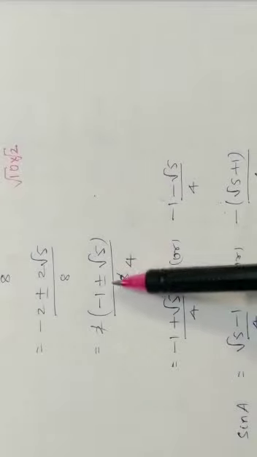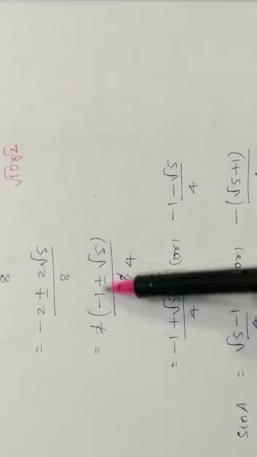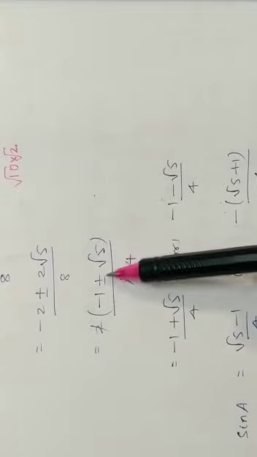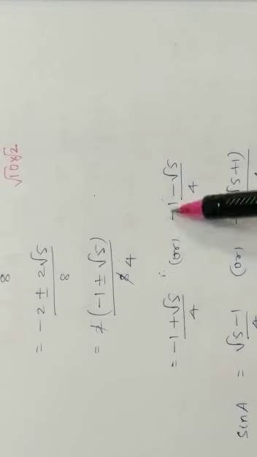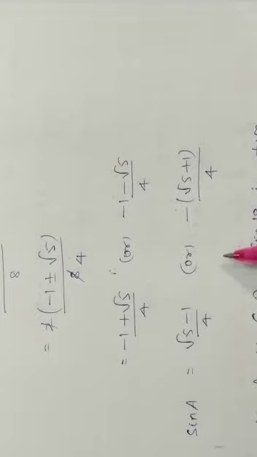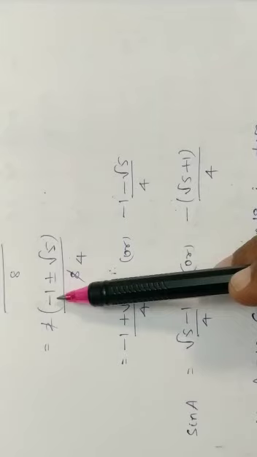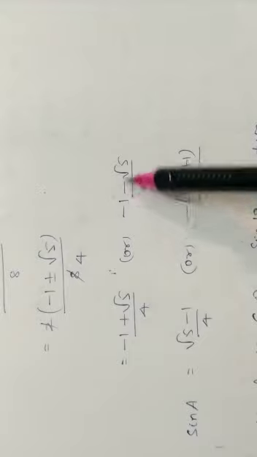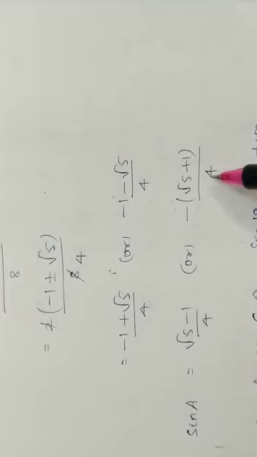With plus you have to split. With minus you have to split. So minus 1 plus root 5 by 4 or minus 1 minus root 5 by 4. Of these two, only one value is correct. So minus 1 plus root 5 by 4 or minus 1 minus root 5 by 4. In these two, take minus common. Minus of root 5 plus 1 by 4.